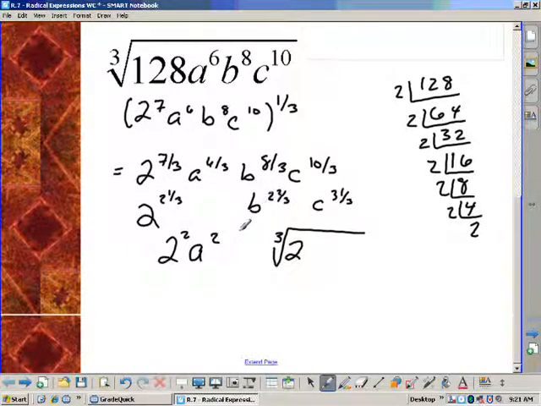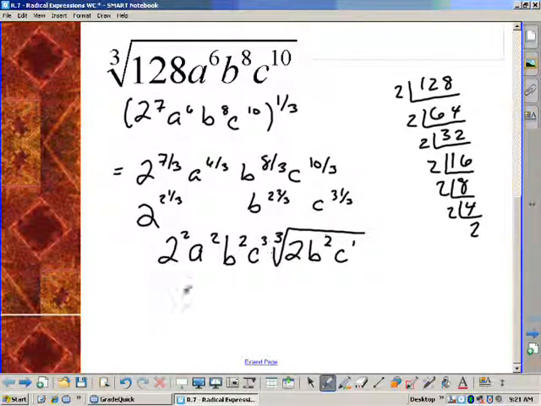B, I've got 2 full b's. So I'm going to go b squared there, and I've got 2 leftovers. The 3rd is already there, so I've got b squared. C is going to go to the 3rd power, and I've got c to the 1st power on the inside.